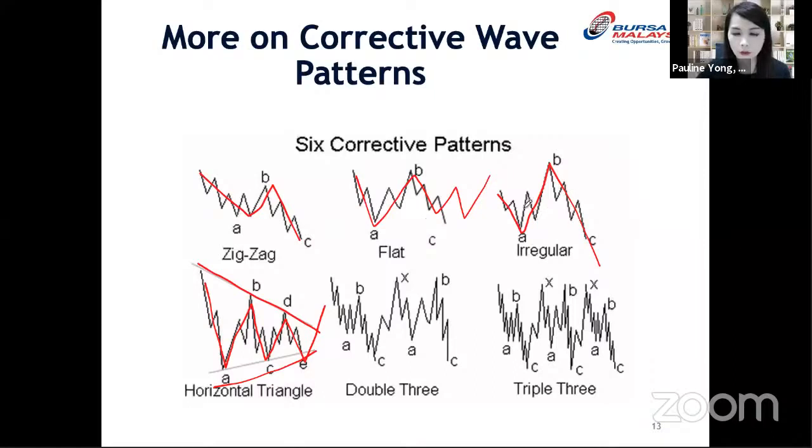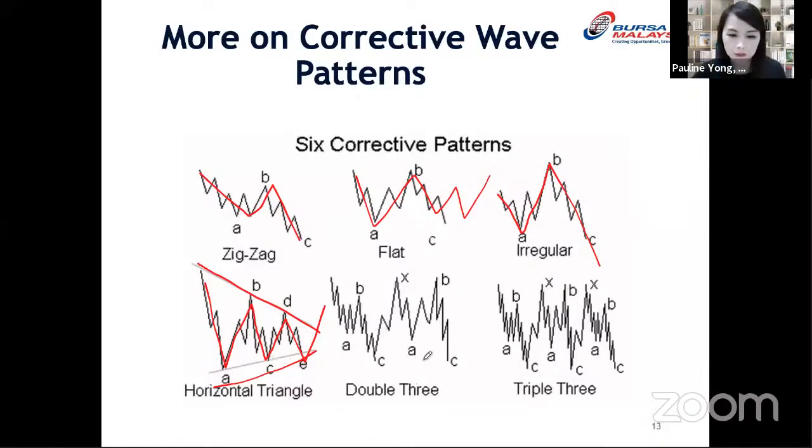So here will be more on irregular. 3 waves down, and then 1, 2, 3 up, and then 1, 2, 3, 4, 5. Then here will be 3, 3, 3, 3. So 3 waves down here, 3 waves up, down, up, down. So it's all 3, 3, 3. So within these corrective patterns, you can also count the waves.